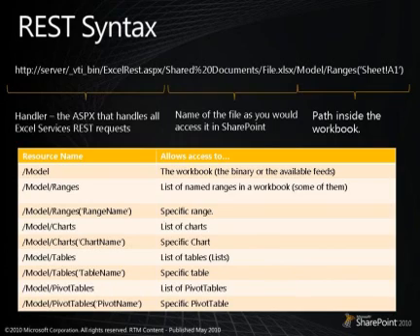At this point, you'll have the full REST URL for your workbook and can then choose to access the different object types listed in the slide. These include items such as named ranges, charts, tables, and PivotTables.